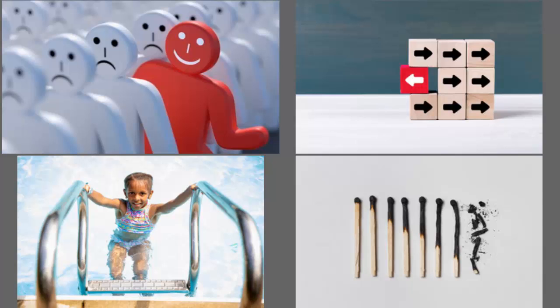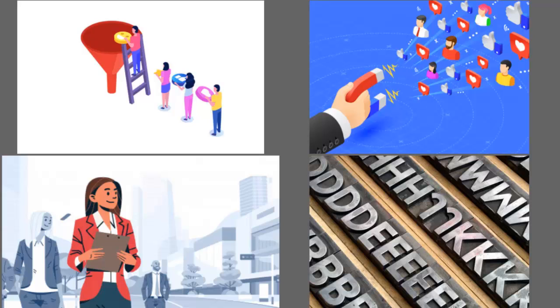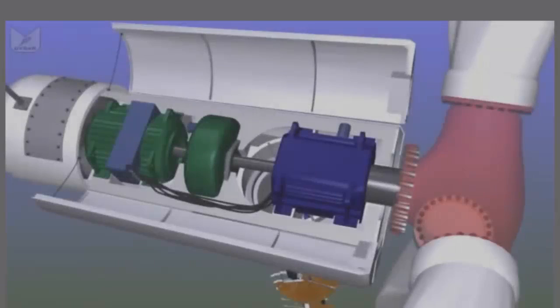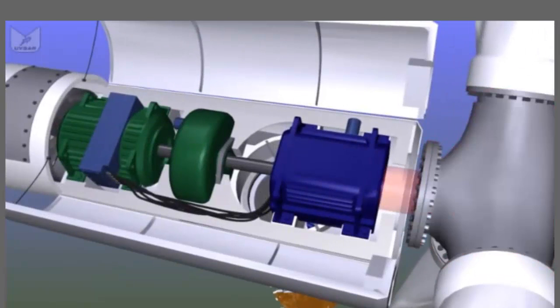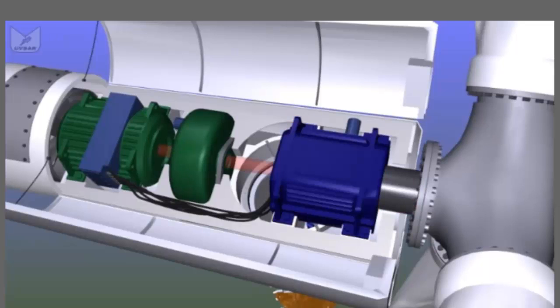Out of the back of the hub we have a shaft which leads into the gearbox, then a high-speed shaft through a brake into a generator.